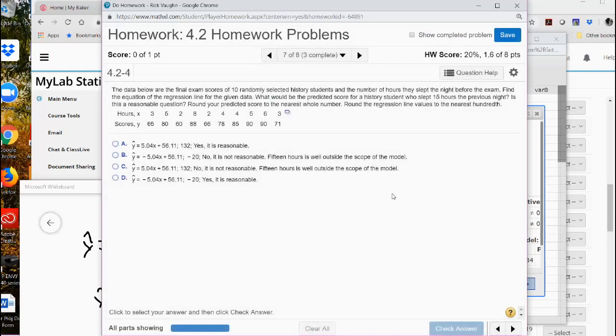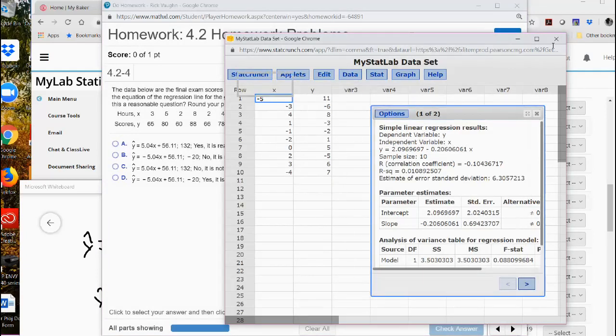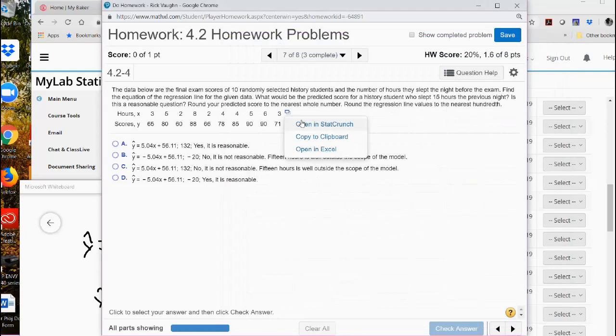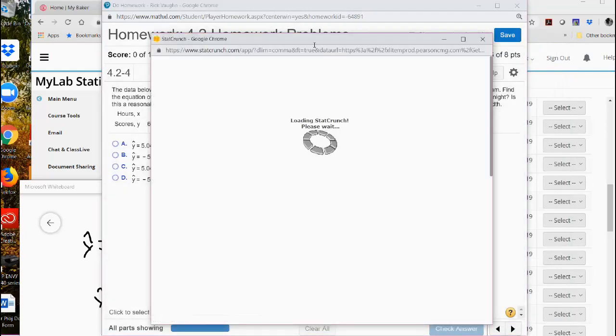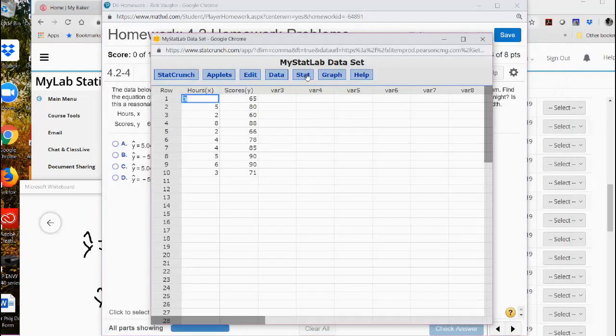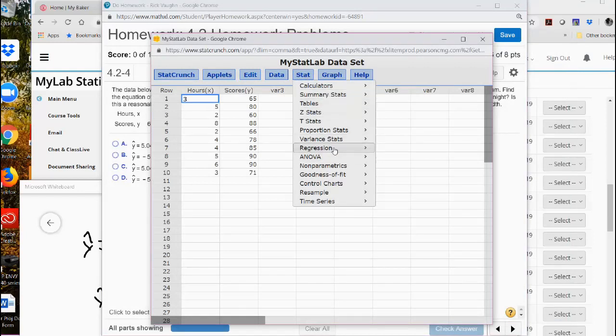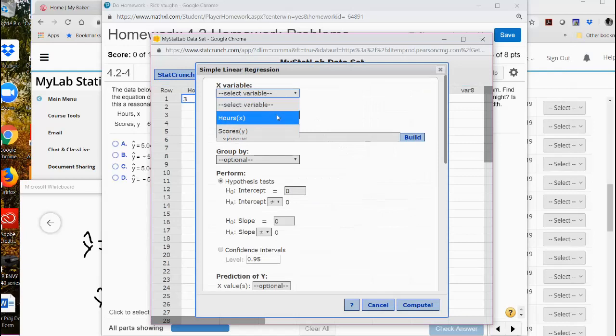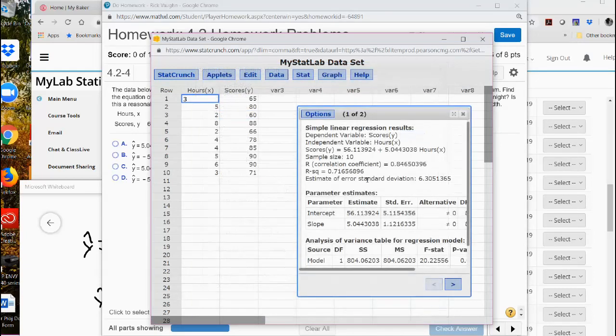And then we will look at this question 7. This one has this kind of "is it reasonable" sort of question. So let me exit out of here. We'll load up the data again in StatCrunch, and we'll do the regression line in order to pick the right multiple choice answer anyway. Simple linear, x and y, compute. All right, so here's our regression line.